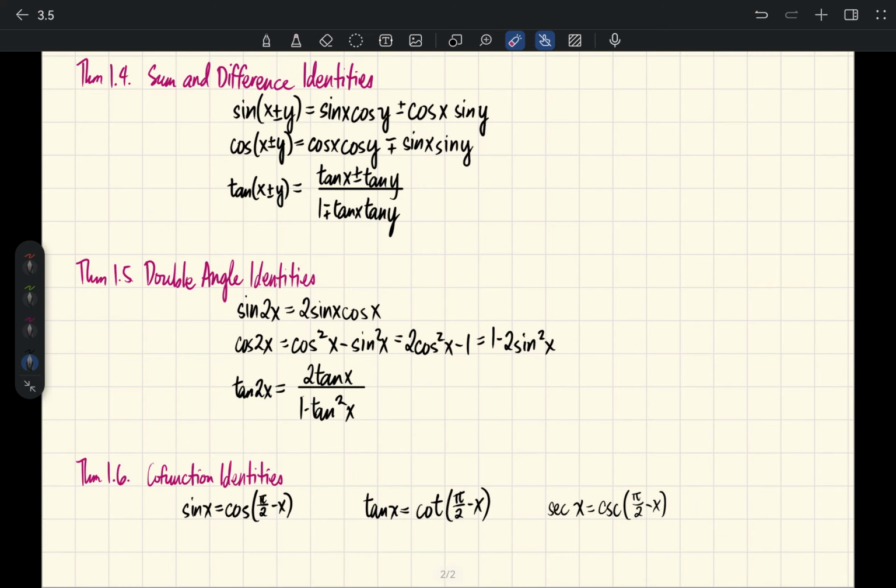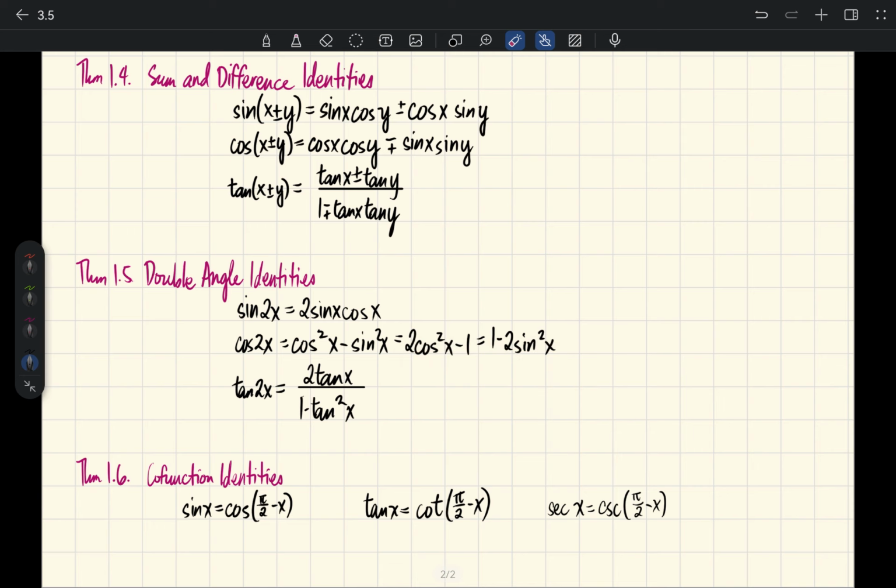The next set of identities are what we call double angle identities. This one naman, this is basically just your sum and difference identities. But for the inside, you just take x plus x. So first one, you have sine 2x equals 2 times sine x cosine x. For the second one, you have cosine of 2x equals cosine squared x minus sine squared x, which you can rewrite into these two forms here.